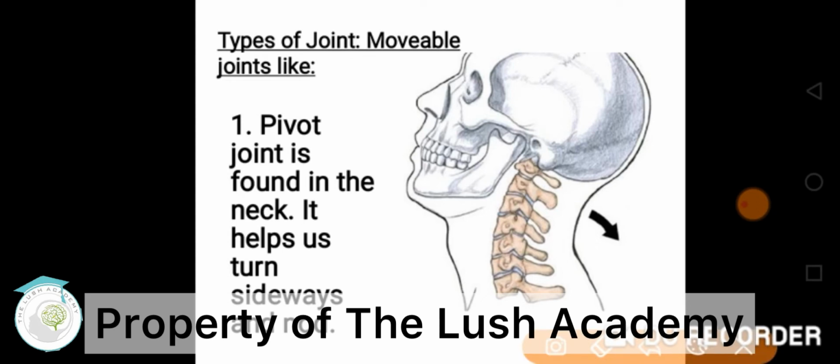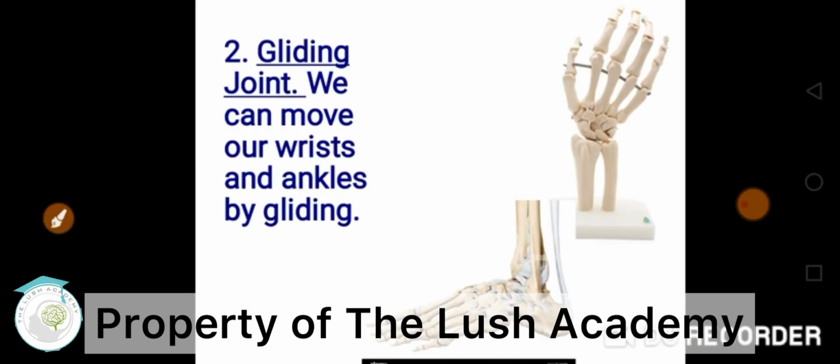Types of joints now, we have movable joints and immovable joints. Immovable joints are joints that cannot move. For movable joints, we have as an example the pivot joint. It's found in the neck. It helps us to turn sideways and nod our heads as well as shake our heads.